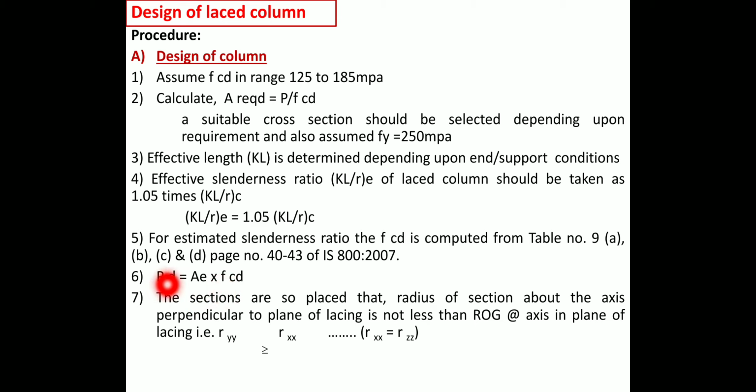Then the seventh point, the sections are so placed that the radius of gyration about the axis perpendicular to the plane of lacing is not less than the radius of gyration about the axis in the plane of lacing. It means that the radius of gyration about the y axis is not less than, or is greater than or equal to, the radius of gyration about the z axis, or we can also call it the x axis.